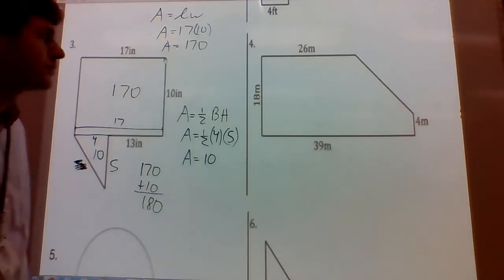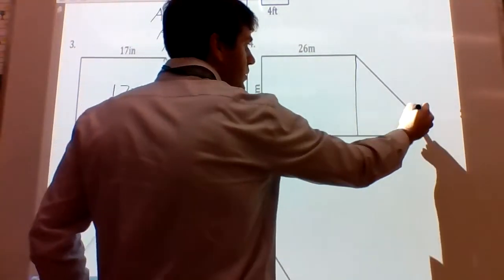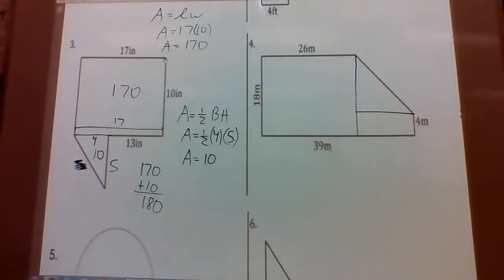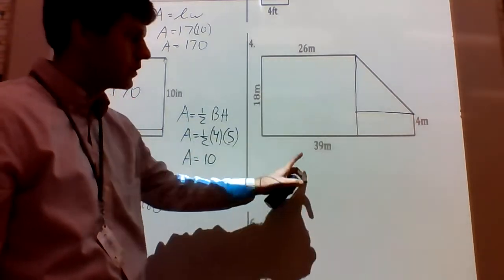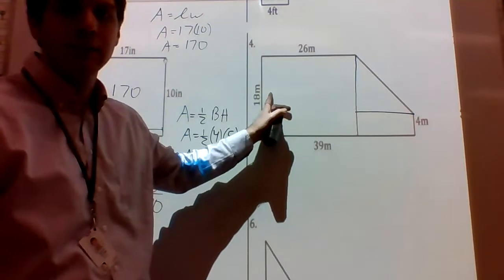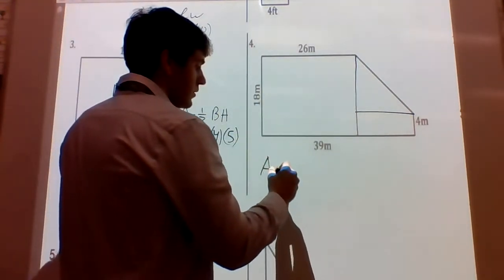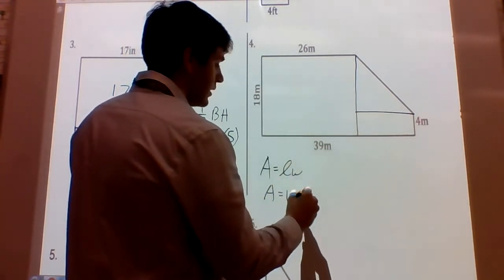Number 4. We can break this into 2 rectangles and a triangle. The dimensions of this rectangle are 18 by 26, right? 39 is the whole length. So we want the dimensions of this big rectangle. It's going to be 18 by 26. So the area is length times width. So area is going to be 18 times 26.